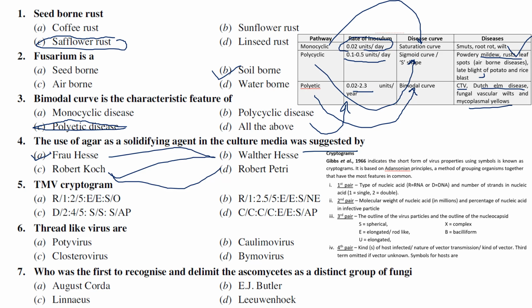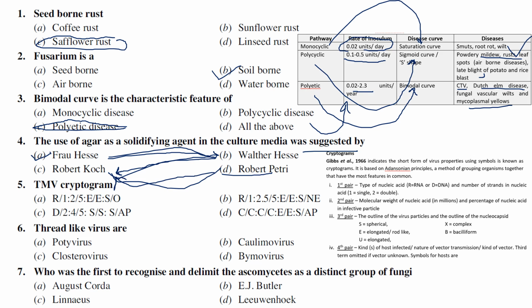I will tell you. Actually this Fanny Hesse had a little bit of experience in microbiology, especially in laboratory-related things. While she was working with various other things, especially home making, she discovered that this agar has a solidifying property. She immediately told her husband Walter Hesse. So he started working on it and finally came to the conclusion that agar can act as a solidifying agent, and told this to Robert Koch, in whose laboratory Walter Hesse was working. This Robert Petri, who discovered the Petri plate, is also an assistant of Robert Koch only.